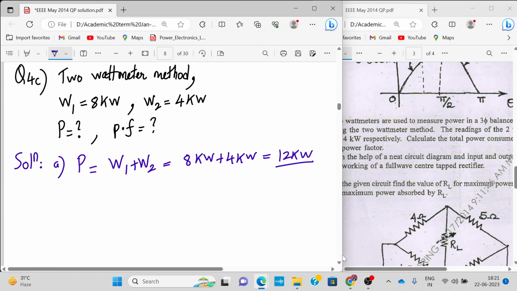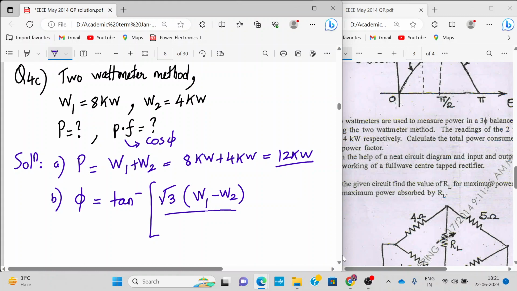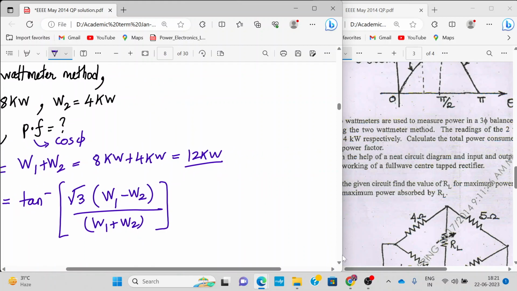Next, we have to find the power factor. What is power factor? Cos phi. So you have to first find phi. If you check the numericals of the 2 wattmeter method, there is this one formula given: tan inverse of root 3 times (W1 minus W2) divided by (W1 plus W2), where W1 is the higher wattmeter reading. That's it. Only one formula you have to remember.